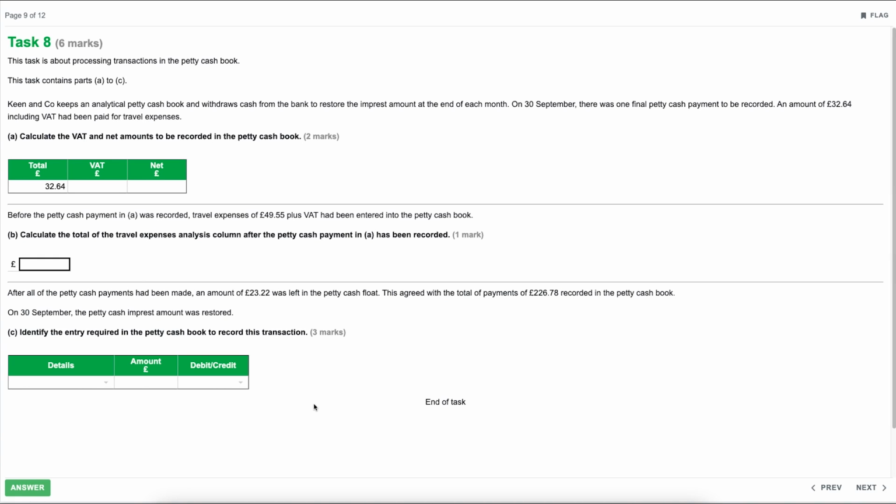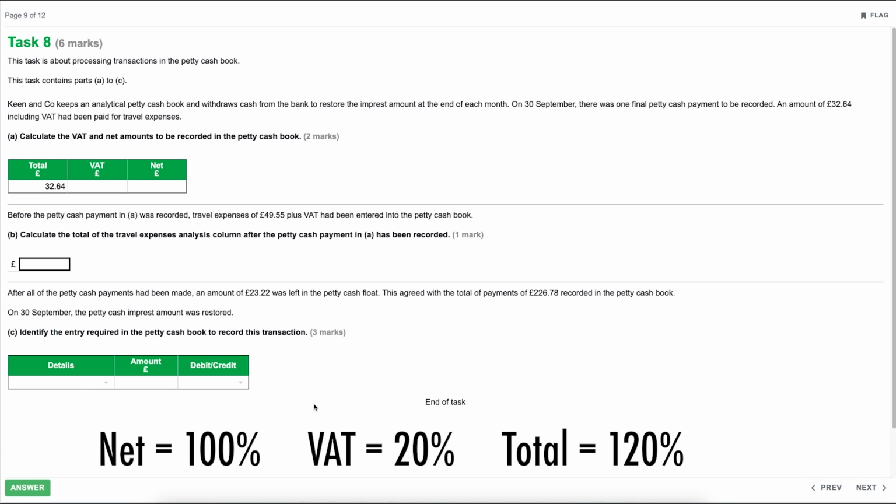So remember, when calculating VAT, your net amount is 100%. Your VAT is 20% of the net, meaning your total is 120%. Okay, I'll say that once more. Your net amount is 100%. Your VAT is 20% of your net, i.e. 20% of your 100%. And your total is therefore 120%. Okay, that's really helpful when we're working backwards.